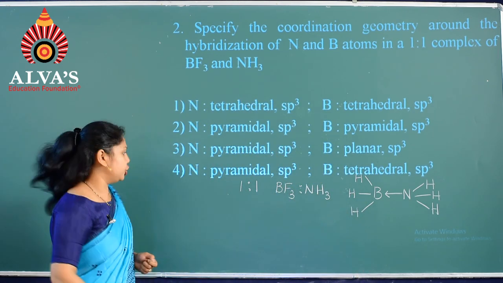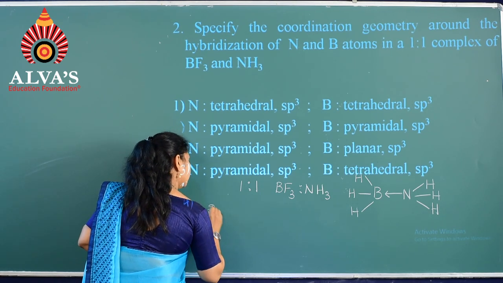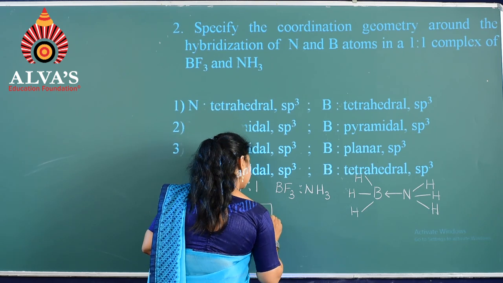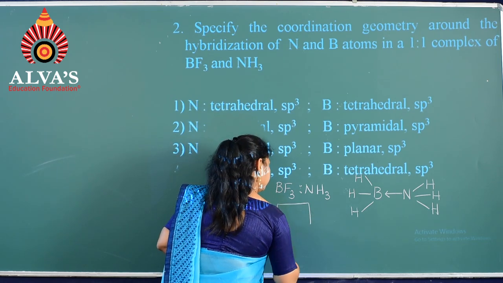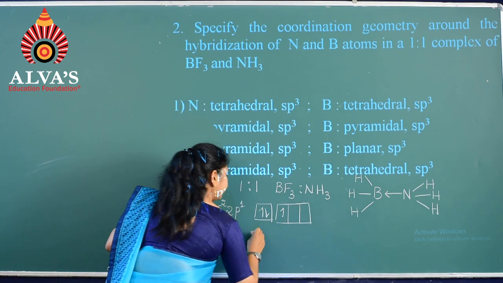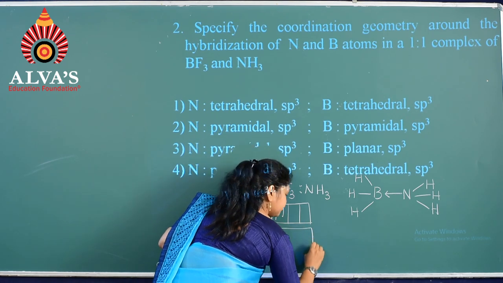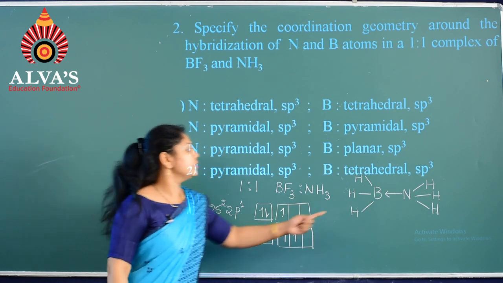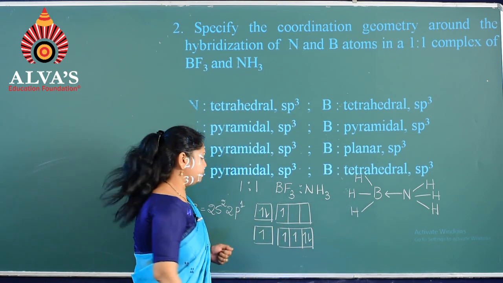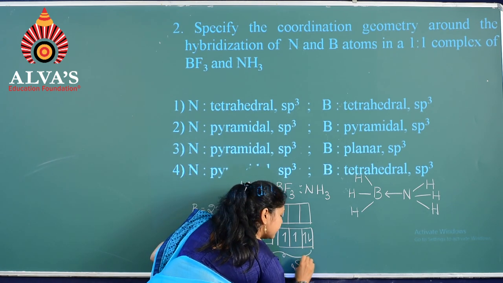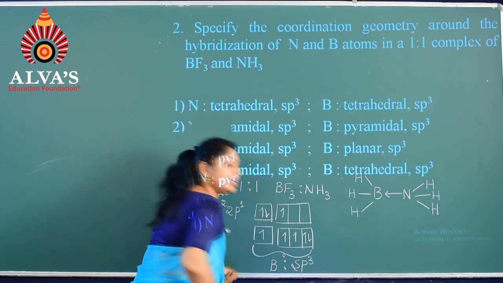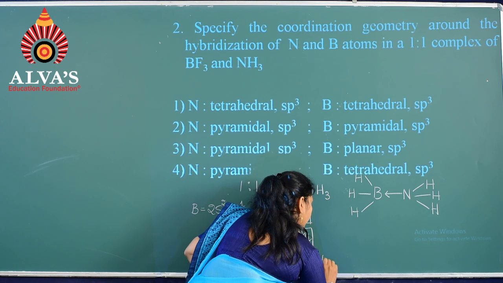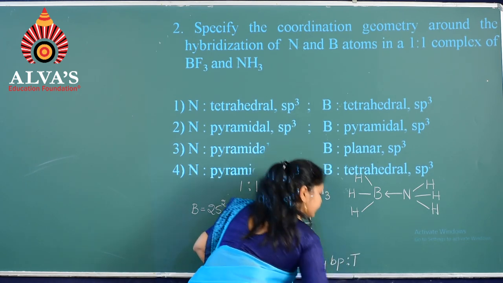So, we will consider the electronic configuration of boron. Boron is 2s2, 2p1. If I write the ground state electronic configuration, it will be like this. Excited state electronic configuration is this. The lone pair of electrons which is accepted from the nitrogen, we can accommodate in the last hybrid orbital. Hence, the hybridization is sp3. So, boron is sp3 hybridized. And if you want to find out the geometry, you can observe there are 4 bond pairs of electrons, hence the geometry is tetrahedral.